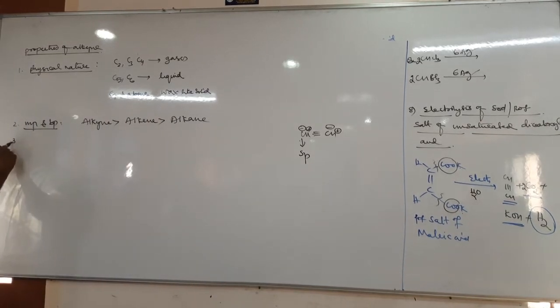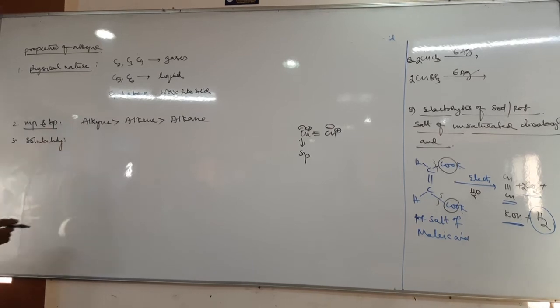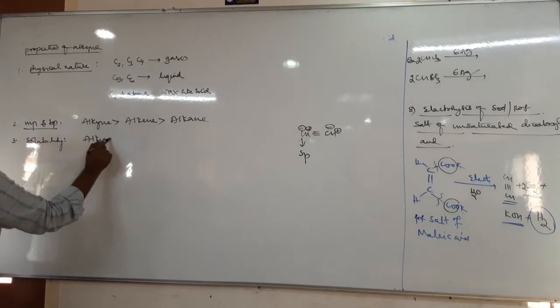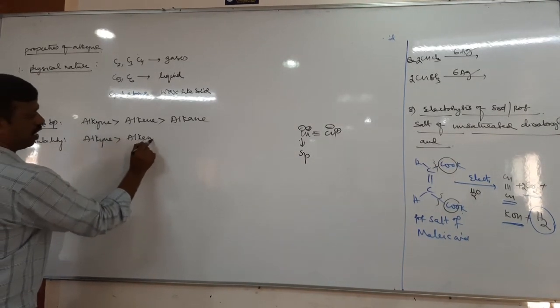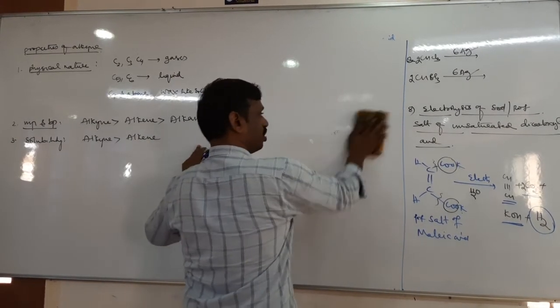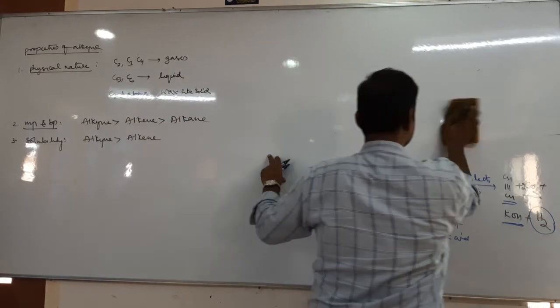Similarly, they are actually insoluble. When you compare solubility, alkynes are a little soluble compared to alkenes. Okay, so that is about the physical properties of alkynes.